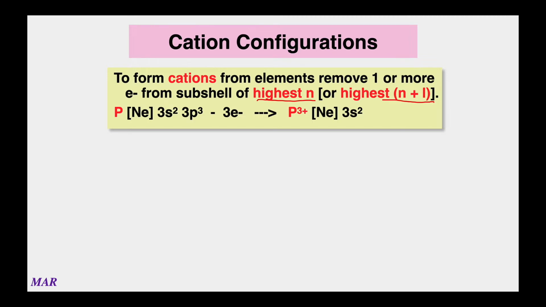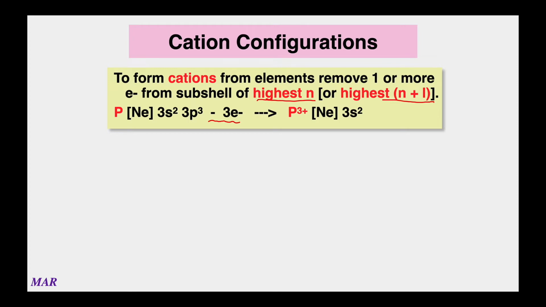And to make a positive 3, you have to remove 3 electrons. So in this case, you could remove electrons from highest n. Phosphorus has 1s2, 2s2, 2p6, 3s2, 3p3. But the highest n would be the 3s and the 3p. Those are higher than the 1 of 1s or the 2 of 2s and 2p. So we're going to remove the electrons from 3s or 3p, but there's a tie. Which of those do we pull them from?